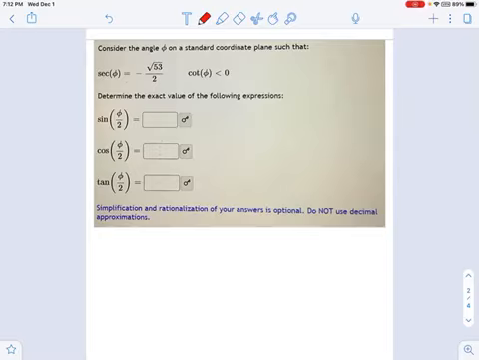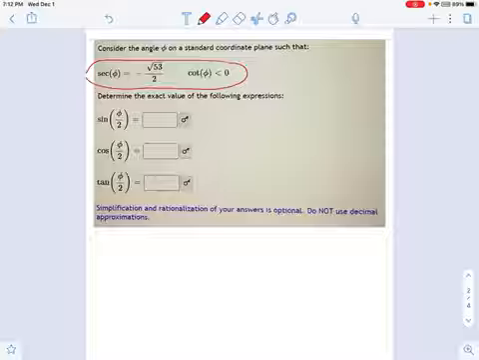So now it's time to put the half-angle trig identities to work. We're going to use these half-angle identities to solve this problem. If we know that there's an angle phi on a standard coordinate plane such that the secant of phi is negative square root of 53 over 2, and the cotangent of phi is less than 0, I want to know what's the sine of phi over 2, what's the cosine of phi over 2, and so on.